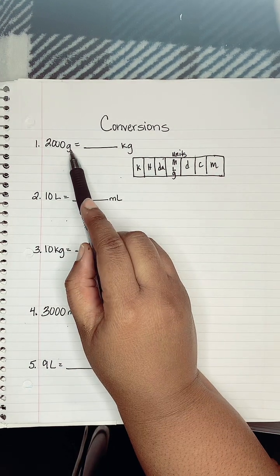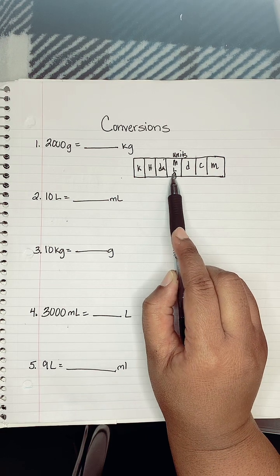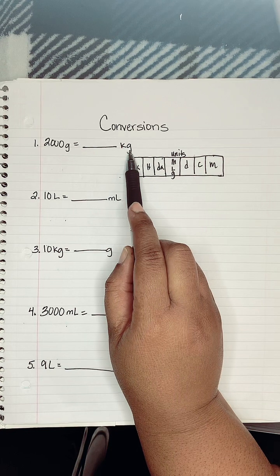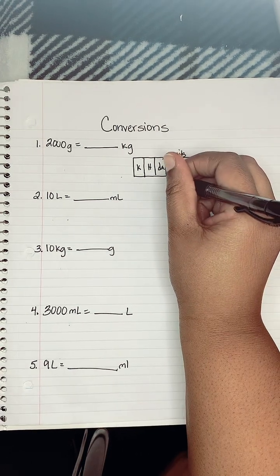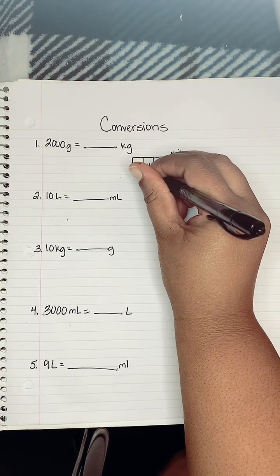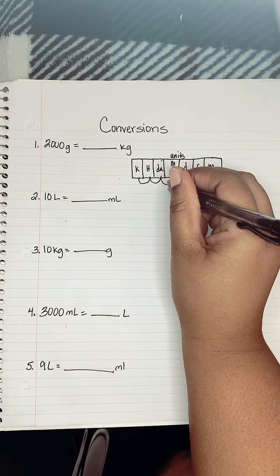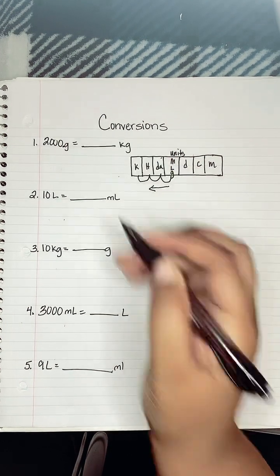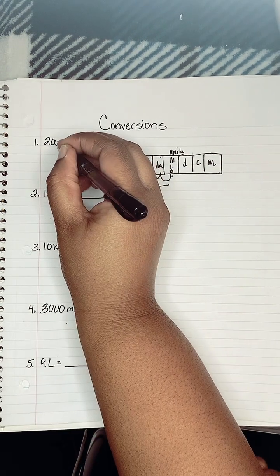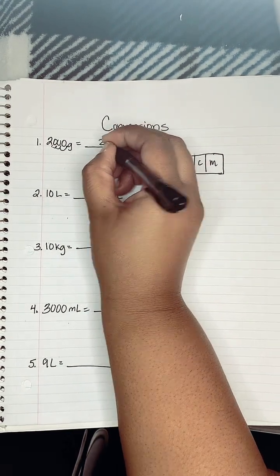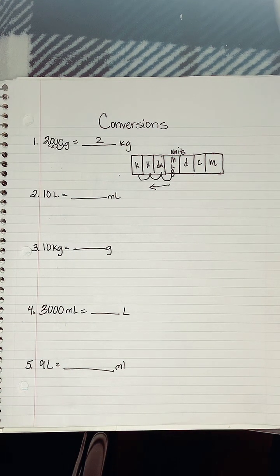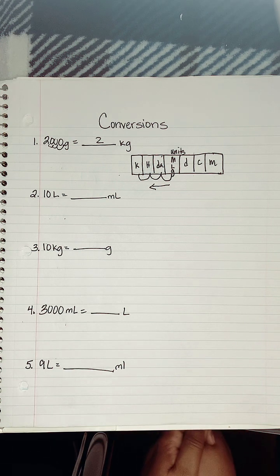All right, so we're starting with grams. We're starting in the middle because we have grams here. And then we're trying to get to kilograms. So we're going to go 1, 2, 3. We're going to the left. So I put my decimal there. I move it over 1, 2, 3. And it is 2. Boom. Good, you guys. I see those 2s coming in.